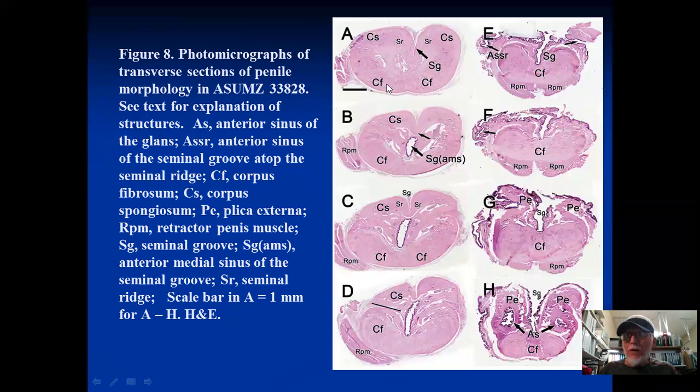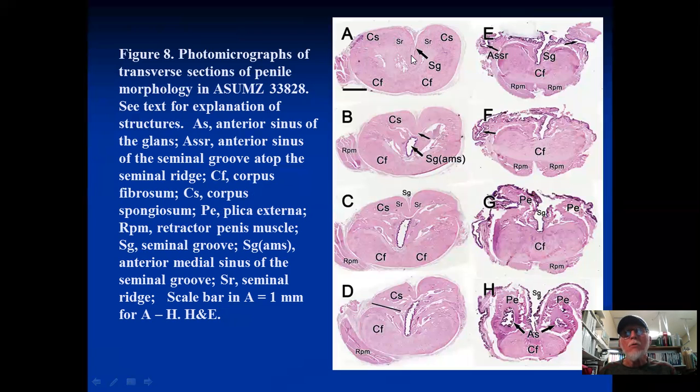The corpus fibrosum will remain throughout the entire length of the penis, even though it becomes smaller, but it is present. The spongiosum is going to elaborate into structures which I'll point out. They are going to be folds, which have special names. SR is the seminal ridge, which is a continuous structure connecting the corpus spongiosum on both sides.